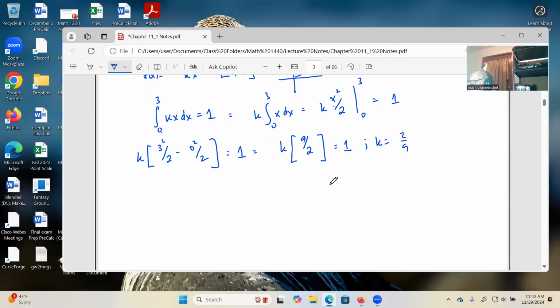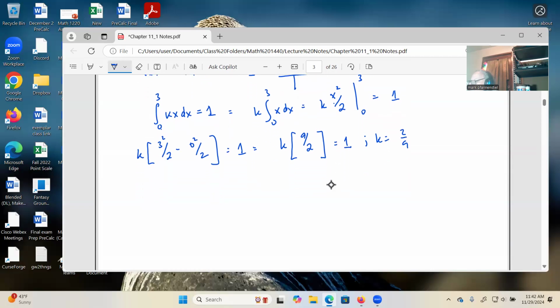That's pretty much all there is to these kinds of problems. So my f of x, beautiful, is equal to 2/9 x.